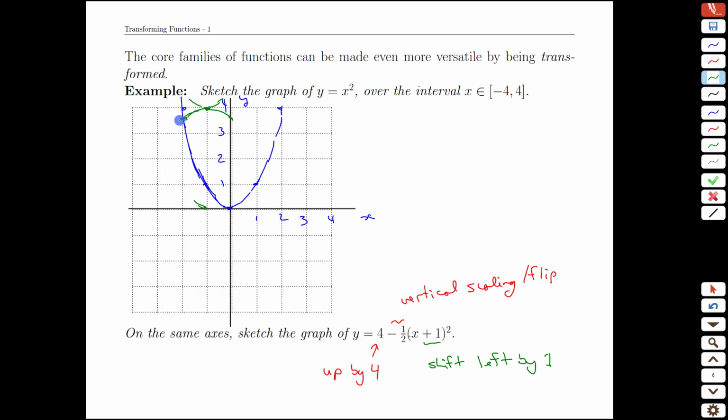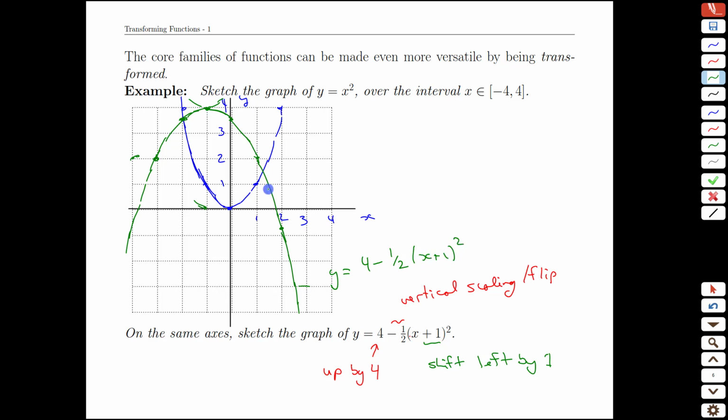Before we would go by 1, now we're going to go by half. On the next interval, we're going to go by 2, down to here. And after that, we would go by 9, which should be down by 4.5. And we're going to get this kind of shape here. This would be the graph of y equals 4 minus 1/2 times (x plus 1) squared.